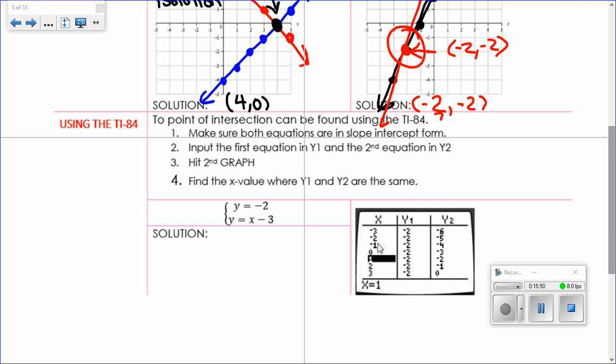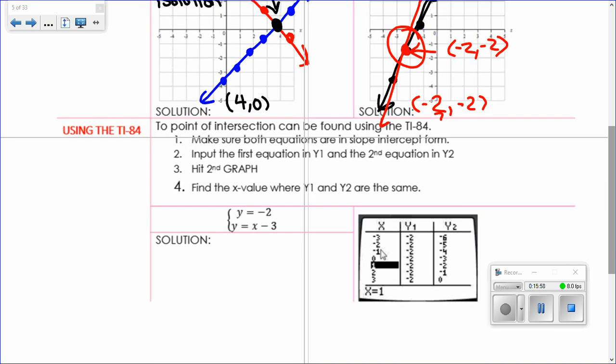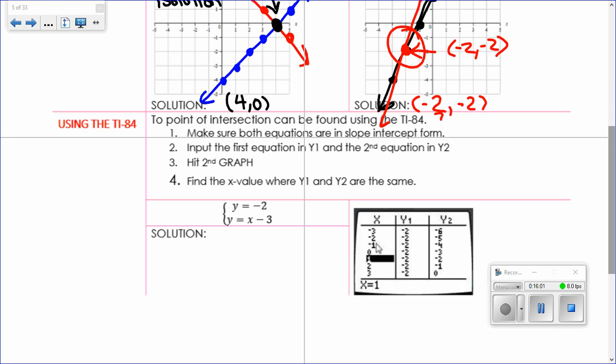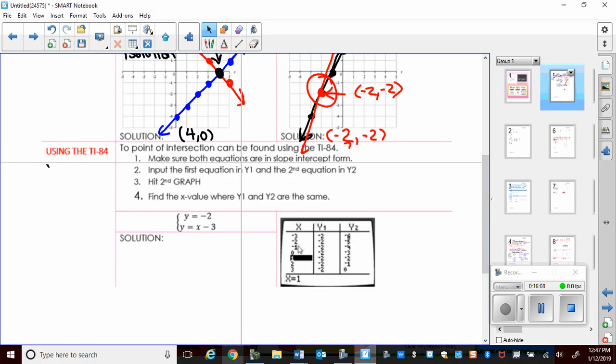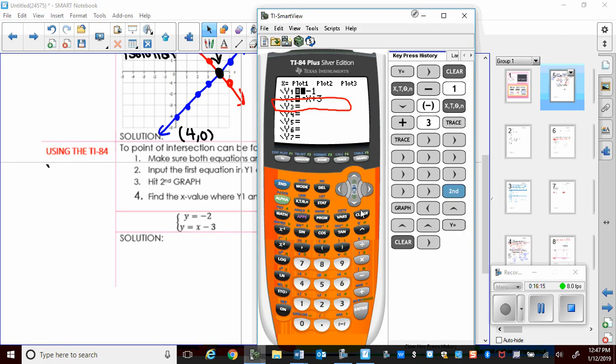So we did this initially. What we're going to do is go to y equals, put these equations in, and then press second graph. So we go to y equals, put these equations in, press clear, -2 for y1. For y2, we have x minus 3. Let me delete that out.